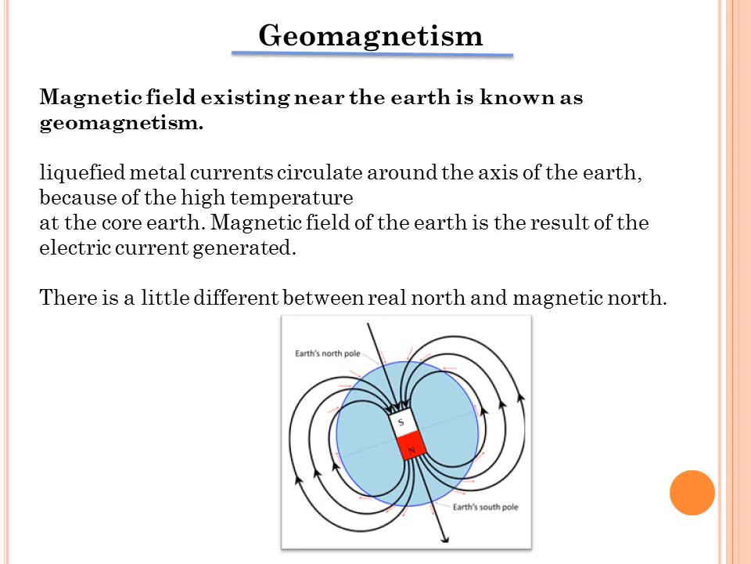Liquefied metal currents circulate around the axis of the earth. Because of the high temperature at the core of the earth, the magnetic field of the earth is the result of the electric current thus generated. There is a little difference between real north and the magnetic north of the earth. The magnetic north lies a few degrees northwest from the real north.